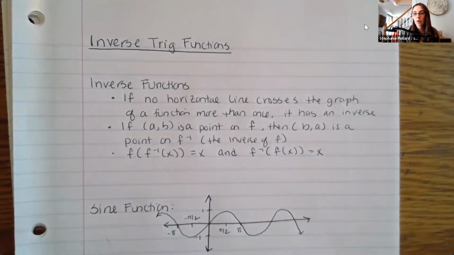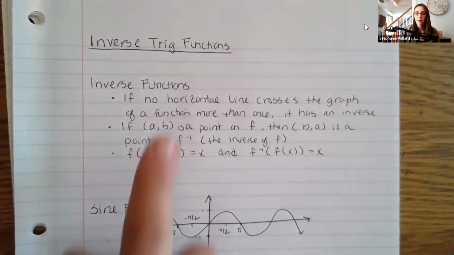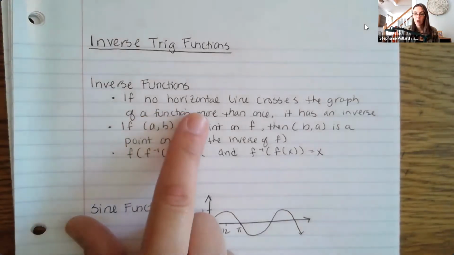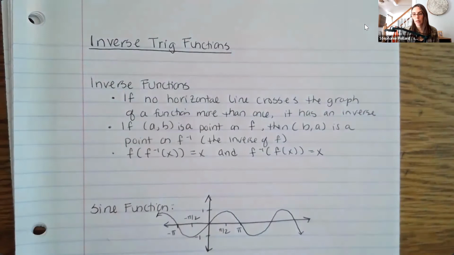But if you need to see more about it, you can look into some previous videos, previous sections of the text, or online for a more thorough review. In general, if a function is graphed and it passes what's called the horizontal line test, it does have an inverse. What that means is that there would be no horizontal line that crosses the graph of a function more than once.